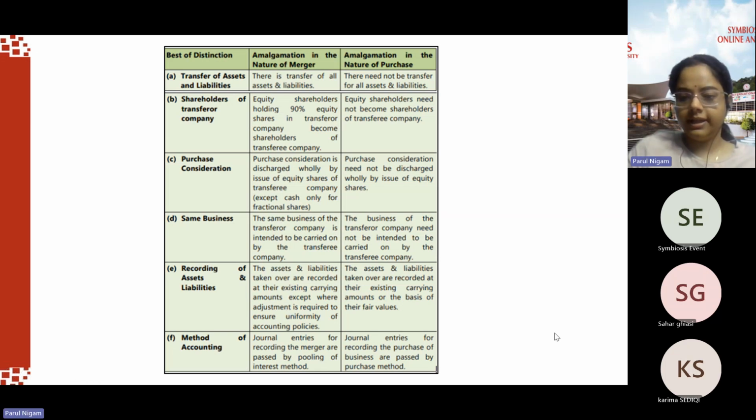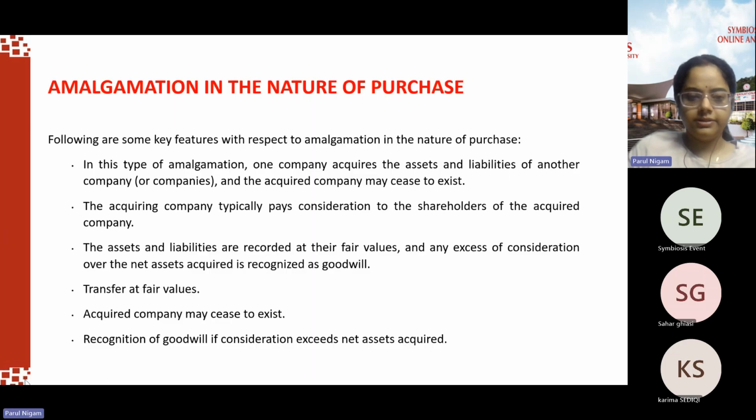Now, what do you understand? Any idea? I think one student is there. Do you understand what the existing carrying amount is? What is the carrying amount in terms of accounting? Any idea?